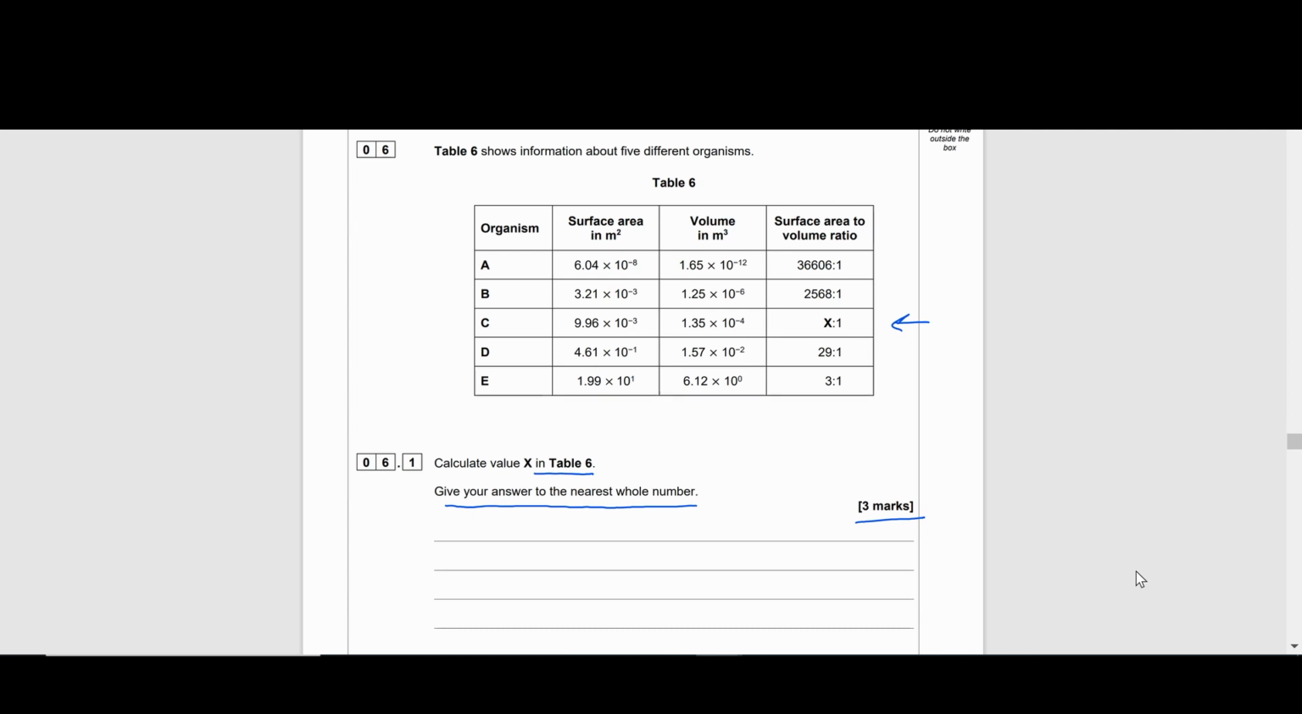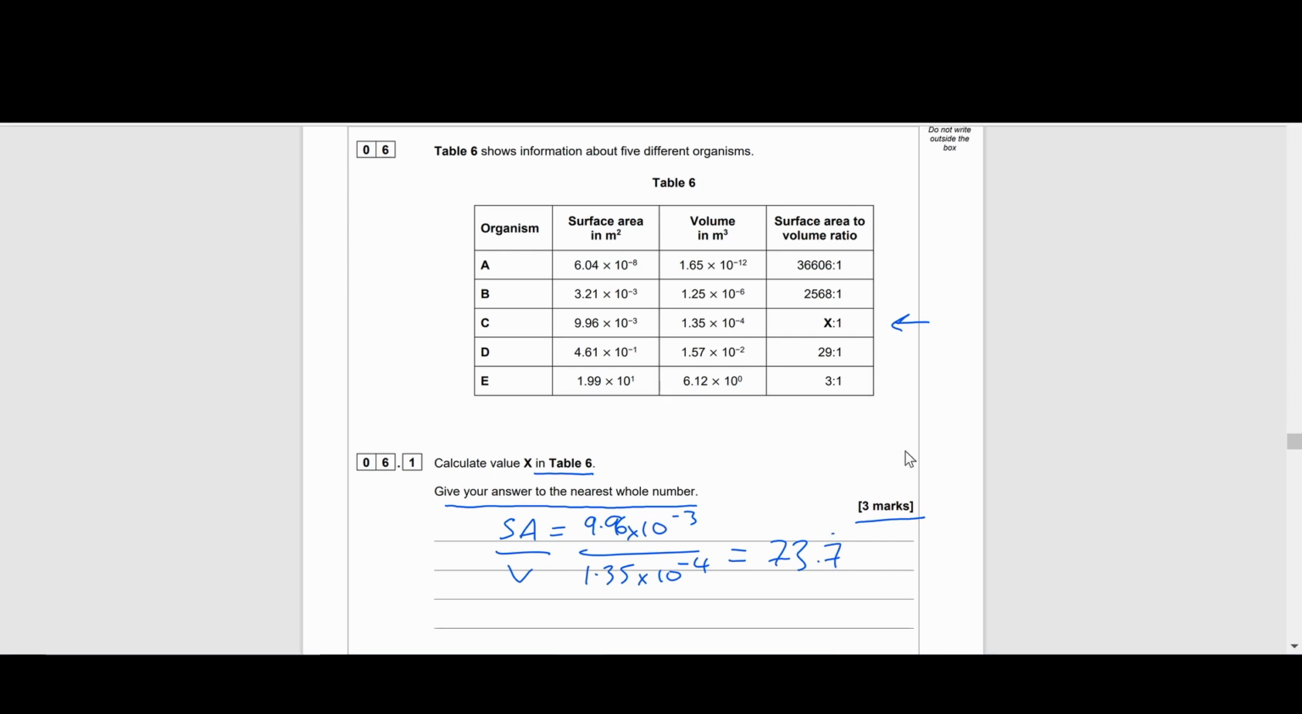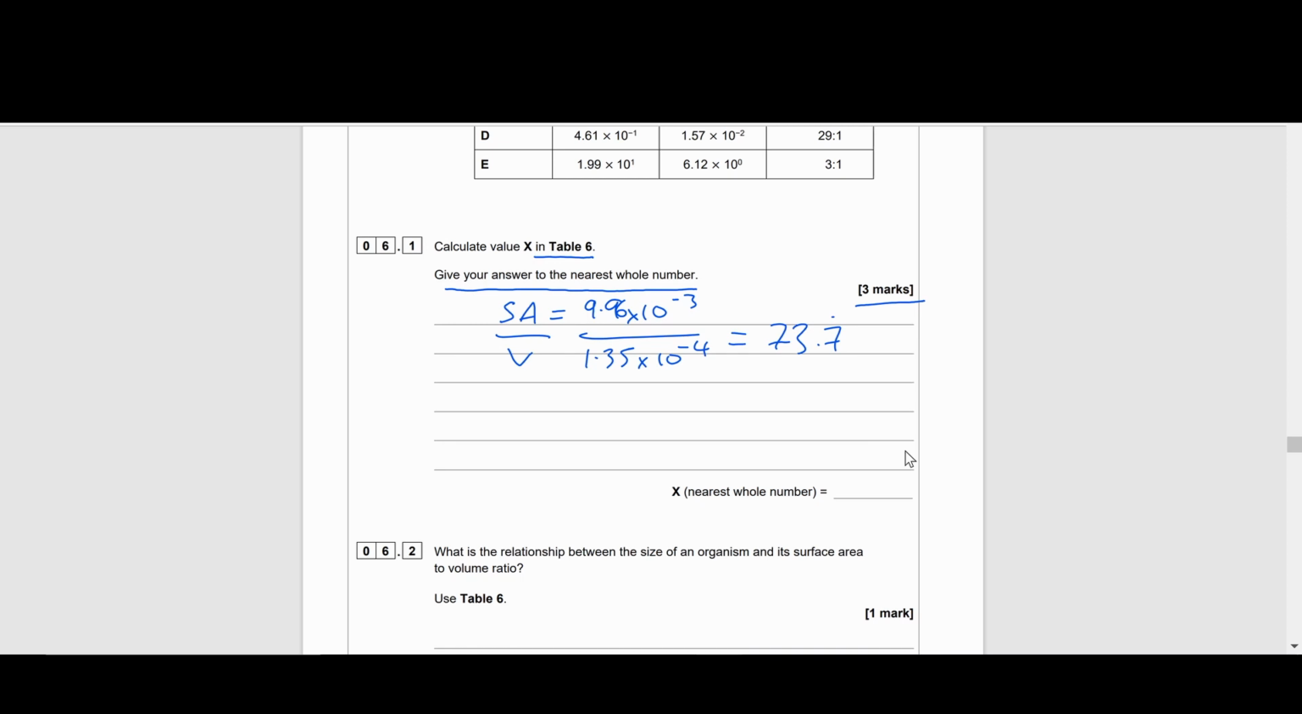What we'll need to do is take the surface area, which for C is 9.96 times 10 to the power minus 3. And then we need to divide that by the volume, which is 1.35 times 10 to the power minus 4. Then plug that into our calculator, and we should come out with a value of 73.7 recurring. As it says, the nearest whole number will be 74.